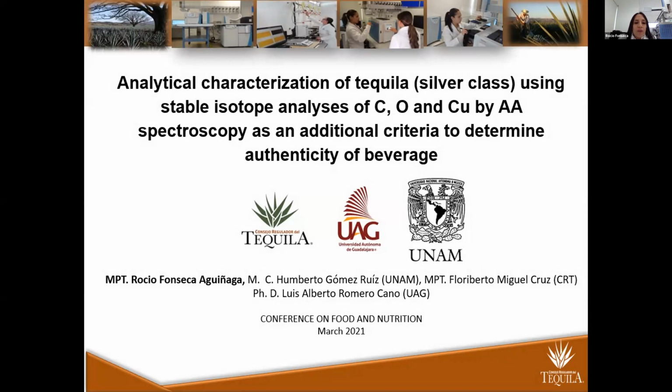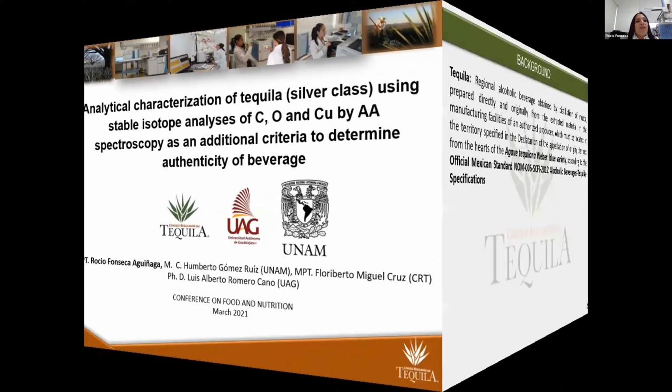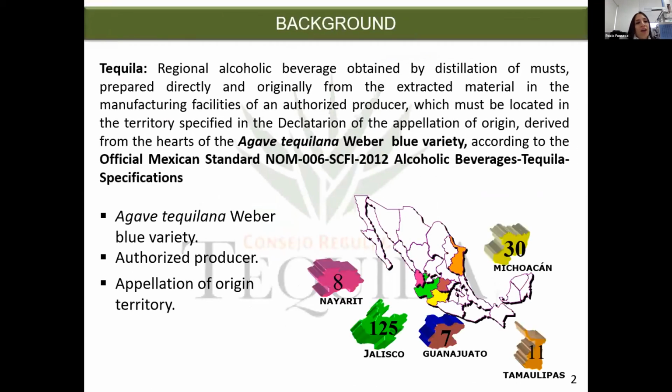The authors of the work are MC Humberto Gómez Ruiz from UNAM, MPT Floriberto Miguel Cruz from Consejo Regulador del Tequila, or CRT, PhD Luis Alberto Romero Cano from Universidad Autónoma de Guadalajara, and Rocio Fonseca Aguiñaga from CRT and Universidad Autónoma de Guadalajara. I want to start with the tequila definition in the official standard.